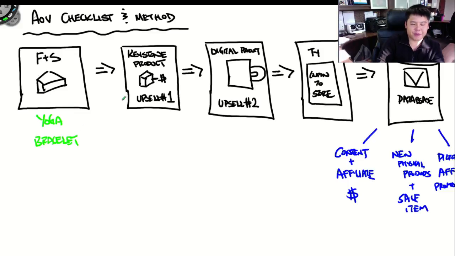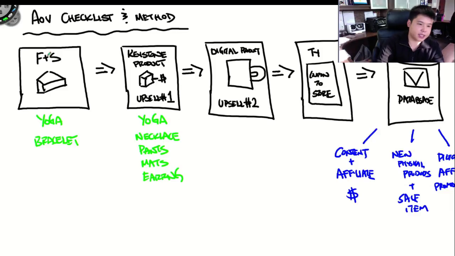And then when a person actually buys a yoga bracelet, you can easily sell them a yoga necklace. Or you can even sell them yoga pants, anything that is going to be supplementing the yoga side of things. You can do yoga mats, you can do yoga earrings or whatever. Okay, you would want to upsell another physical product because they came in with a physical product, they came in for another physical product.